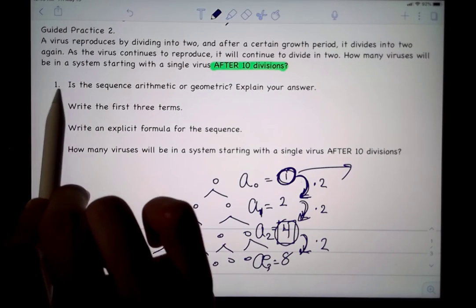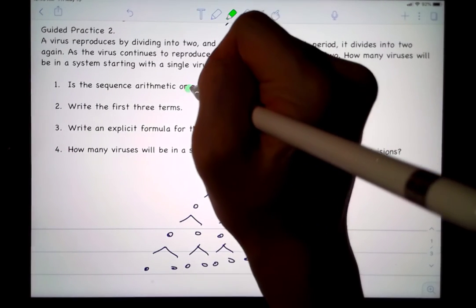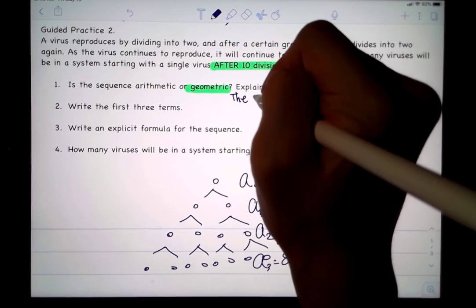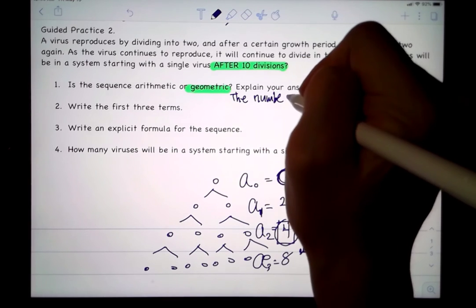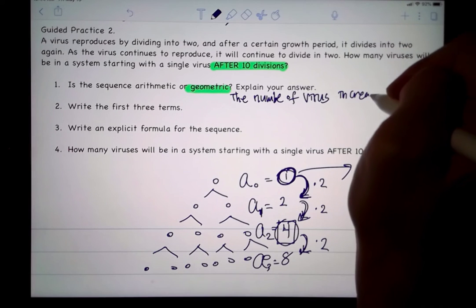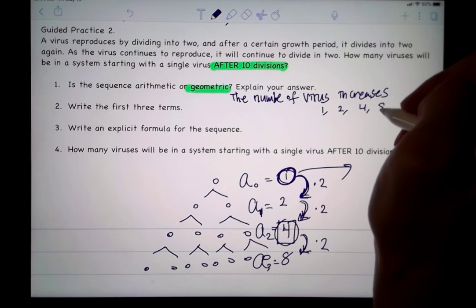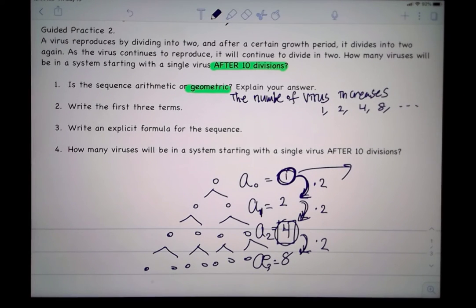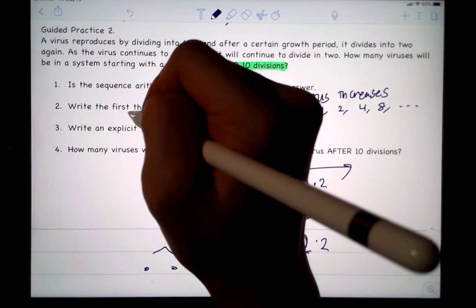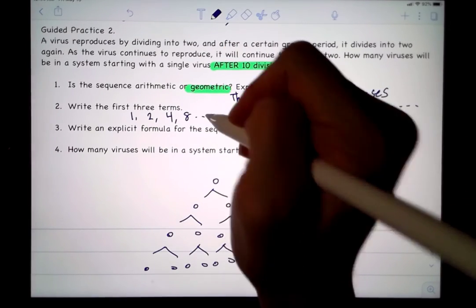Let's look at this question. Number 1, is the sequence arithmetic or geometric? Explain your answer. That is geometric. We know that because the number of viruses increases 1, 2, 4, 8, like that. And then write the first 3 terms. So I will write 1, 2, 4, 8, something like that.